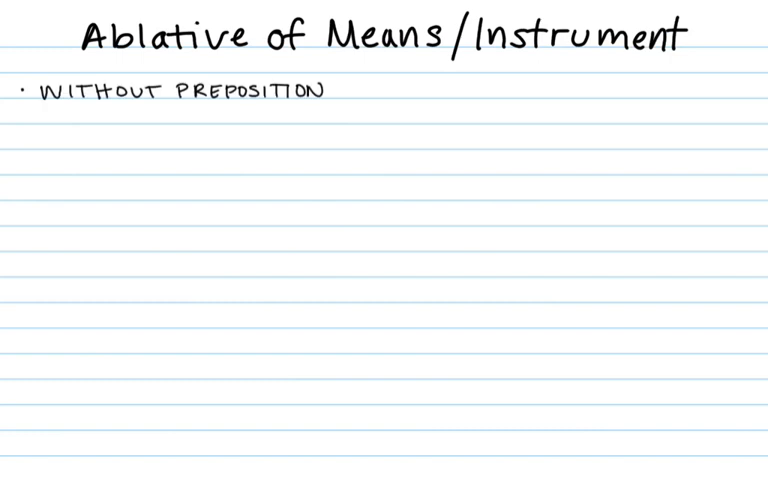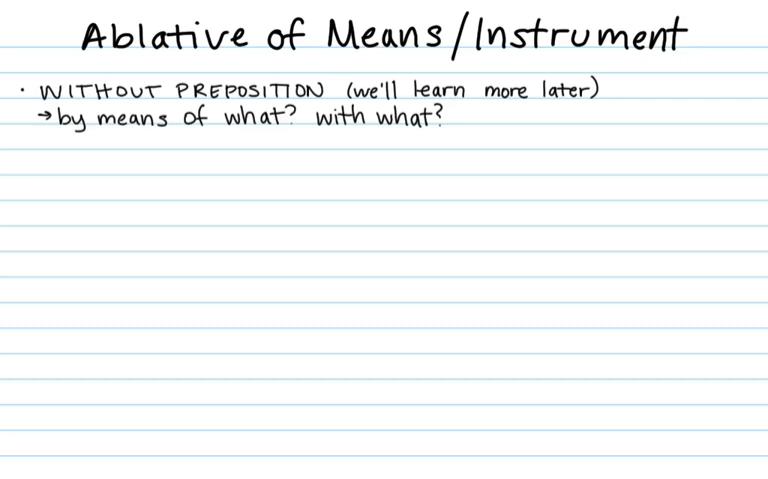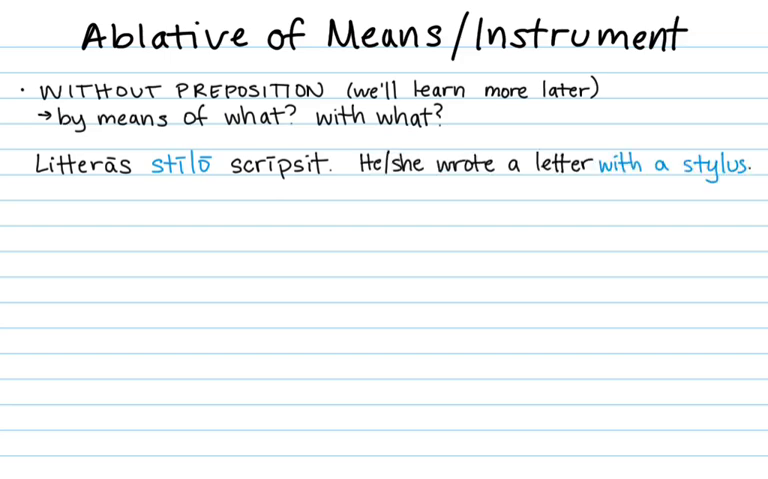So the ablative of means or instrument is an ablative noun without a preposition. There are other uses of the ablative that do not take a preposition, and we will learn them later. This is just one possible translation of the ablative without a preposition. It answers the question, by means of what, or with what? So in the sample sentence, litteram stilo scripsit, he or she wrote a letter with a stylus, ablative of means, by means of what? With what?